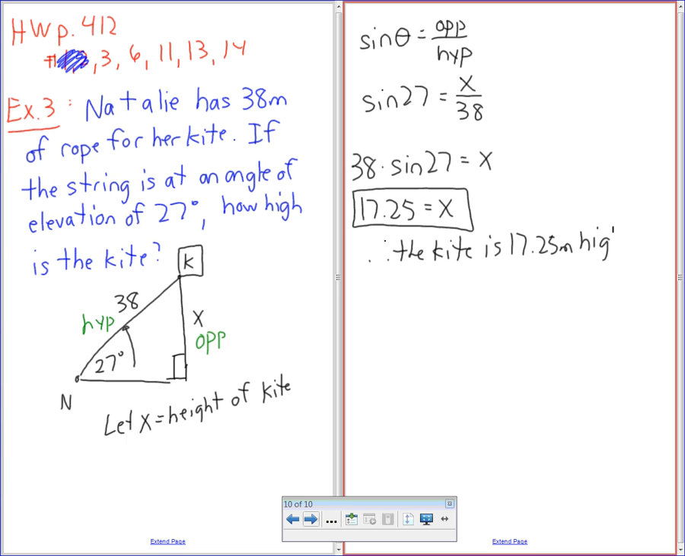Now here's the thing about these questions. If the rope is 38 meters, the string, whatever you want to call it, the kite has got to be less high than that. Have you ever played with kites? They go all over the place, but the maximum they could go would be, in this case, 38 meters, which is a giant kite.